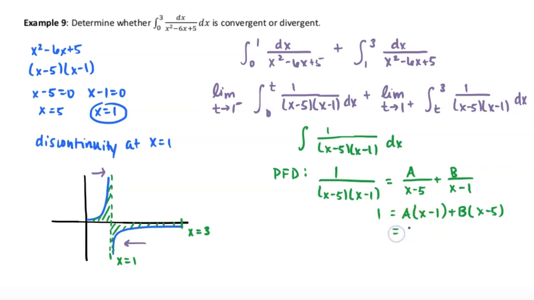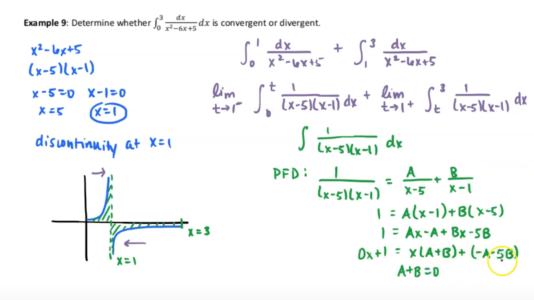And so if I distribute this a, I get ax minus a. Likewise with the b, I get plus bx minus 5b. And then I'm going to break this up into x terms and constants. And so I have that 1 is equal to x times the quantity a plus b, and then I'll add this to the constants of negative a minus 5b. And I know that I don't have any x's, so I can really see this as 0x plus 1 on the left. And so a plus b is going to be equal to 0, and negative a minus 5b is going to be equal to 1. Our constants must add up to be equal to 1.